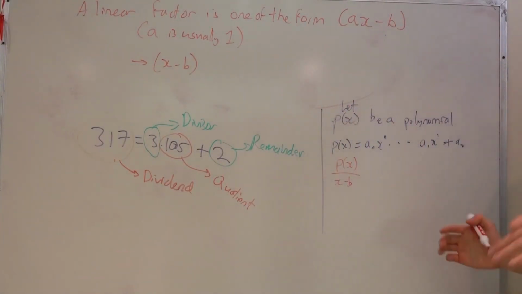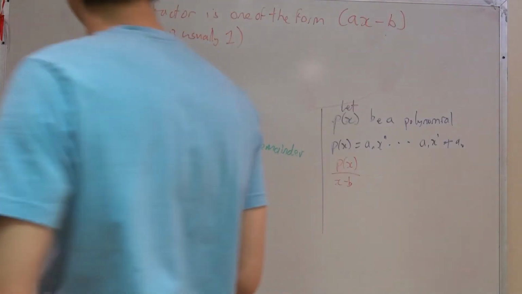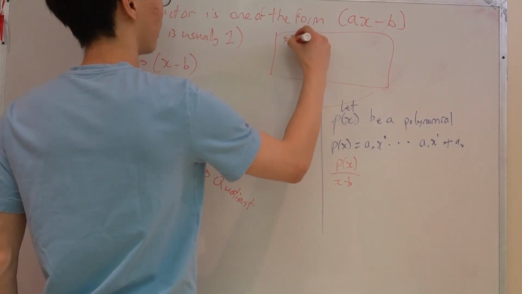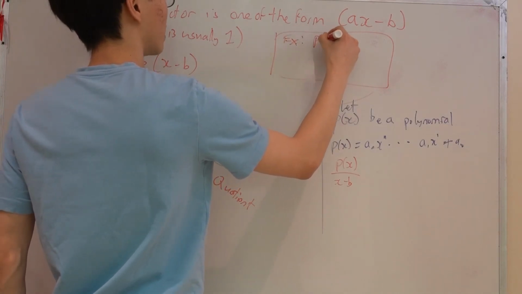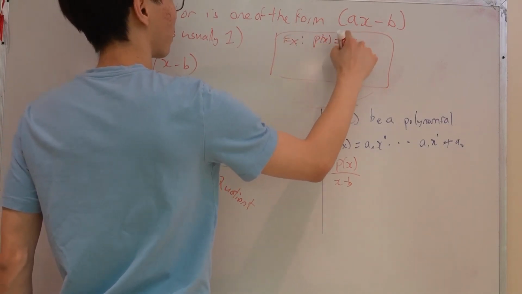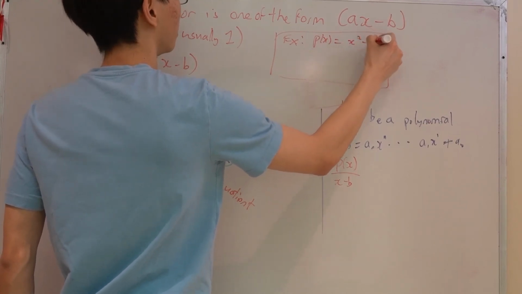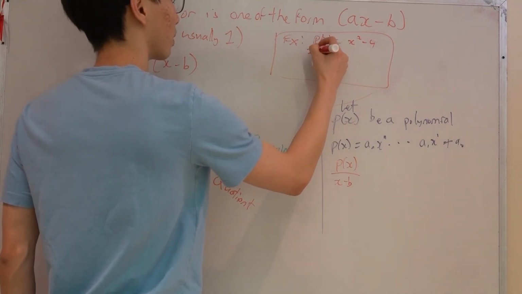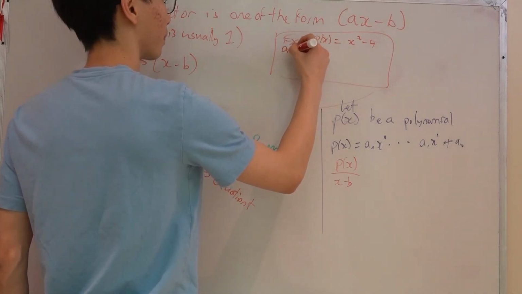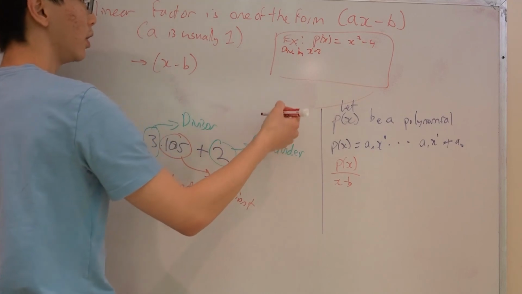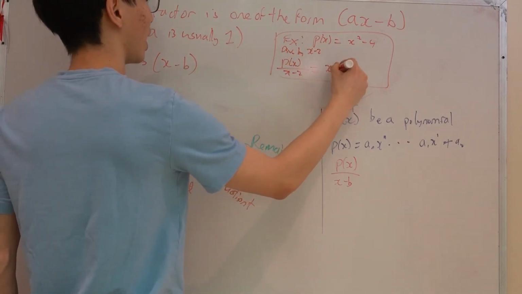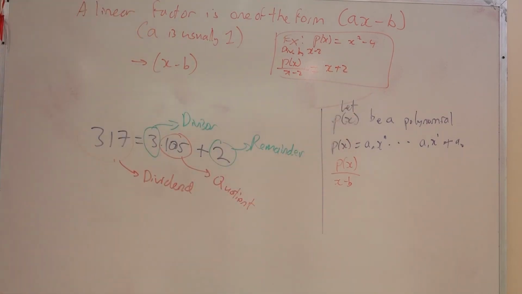Now maybe you can come up with some clever examples in your head that will make this really easy. For example, here's a quick example. If p of x is equal to x squared minus 4, and our linear factor is x minus 2, and we want to divide by x minus 2, then p of x divided by x minus 2 is quite simply x plus 2 by difference of squares. Right? This is a lot of what we did in the first unit.